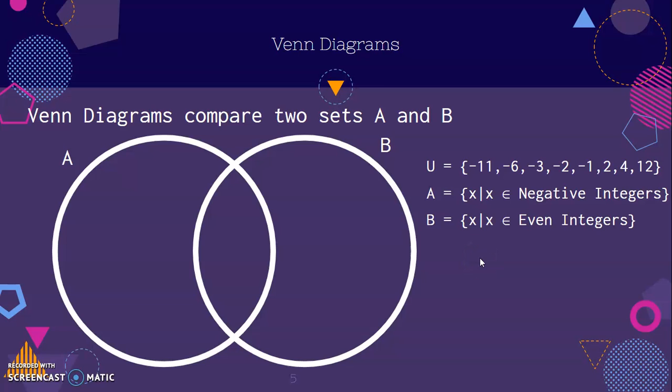So here I've created just a sample set, a universal set of numbers, and out of these I want to say A is the negative integers, B are the even integers, but I can also have something that's even and negative. So we'll look at that. So here are the negative integers that aren't even. And I'm just pulling them right out of the set. Negative 11, negative 3, negative 1. The next, B, are my even integers that aren't negative. And the overlap, where they are both even and negative, goes on the inside.